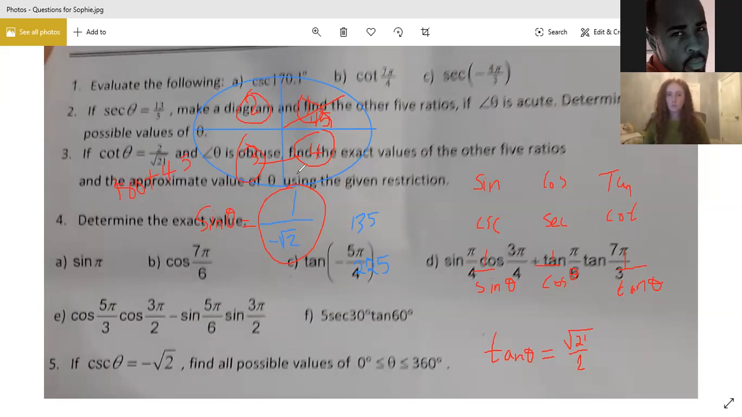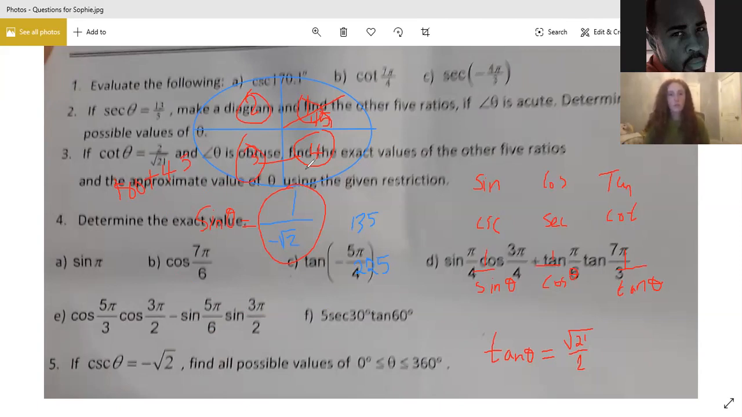You want to check if it's correct? You can go ahead and punch it in. Go ahead. No, I'm good. Punch 315 in. Yeah, that's right. Okay.